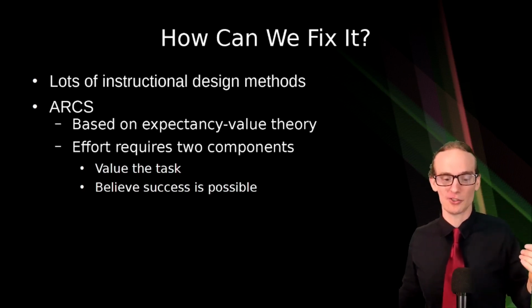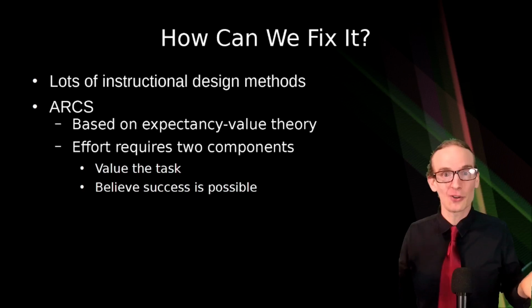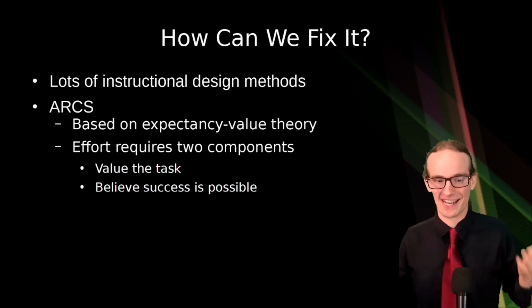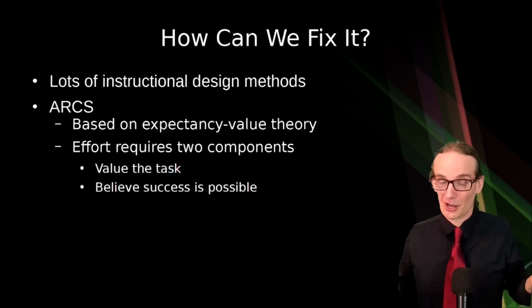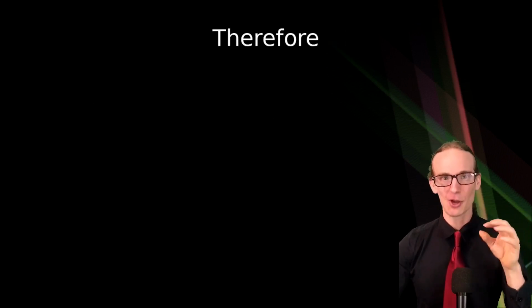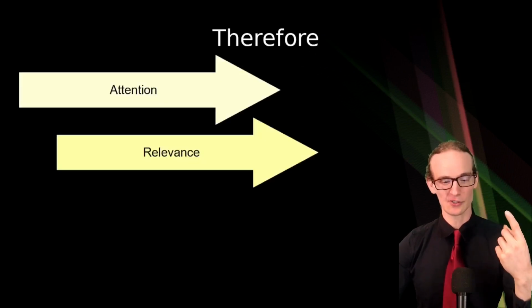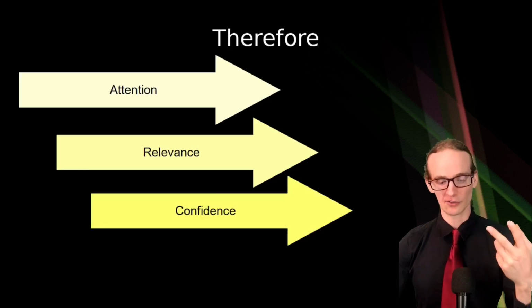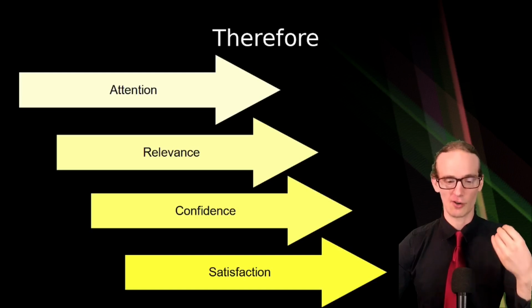So it's not enough for me to value being a quarterback in the NFL. I have to believe that is something I can actually do. In my case, the answer is no, which is why you don't see me out here training to be a quarterback in the NFL. Because although I think it would be valuable, I don't believe success is possible for me at this stage in my life. So, therefore, we have the ARCS model, which is a way of thinking about these two components. It says we need to grab the student's attention, we need to demonstrate relevance, we need to build their confidence, and then they have to get some kind of satisfaction from the material.